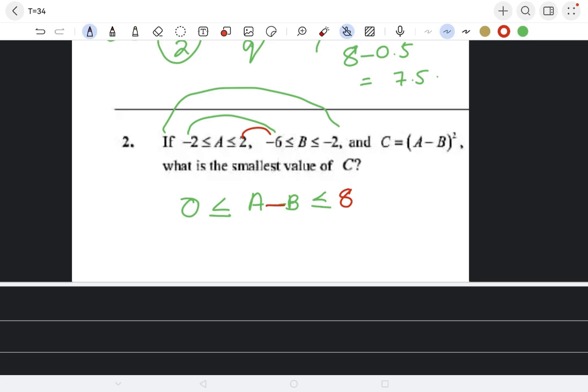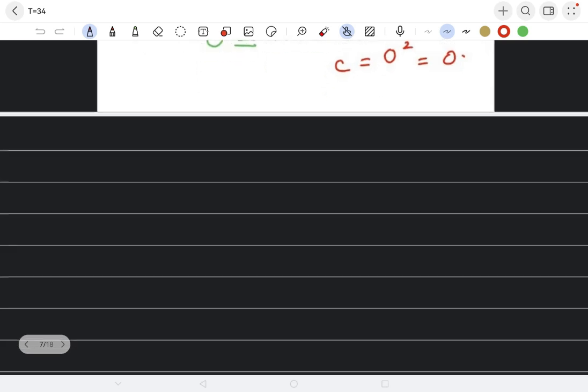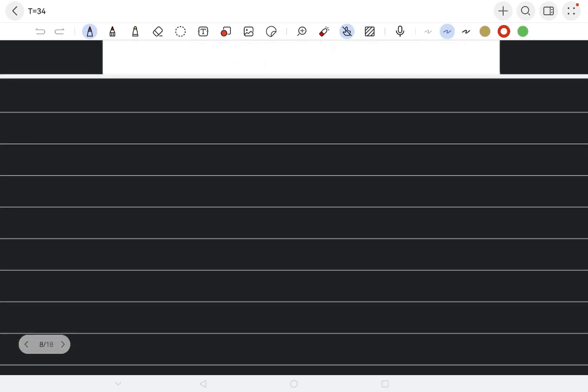And we have to find the value of C. So we just have to plug in the formula, and that is the smallest value of C they're asking for. So that is going to be 0 square, and my answer is going to be 0. Okay, now I am moving towards my next question. Next topic, actually very important. That is absolute value. Very important. You need to understand it very carefully.